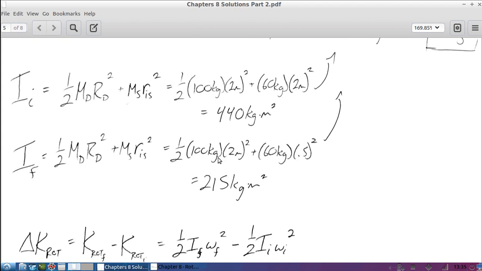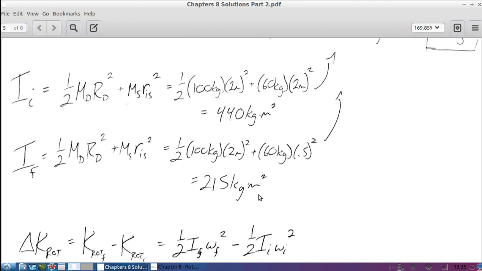The moment of inertia of the merry-go-round stays the same. It's the moment of inertia of the student that's changing. So the moment of inertia of the student is actually decreasing. You see that? This number decreases. So we see the total rotational inertia of the system decreases.